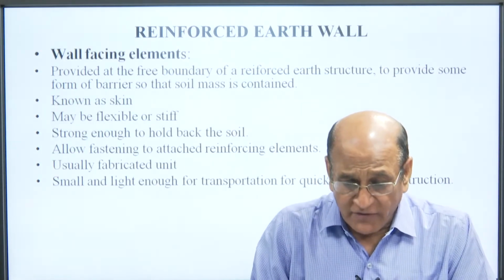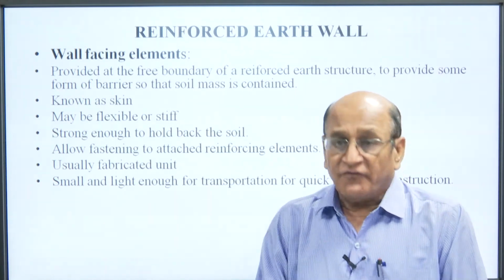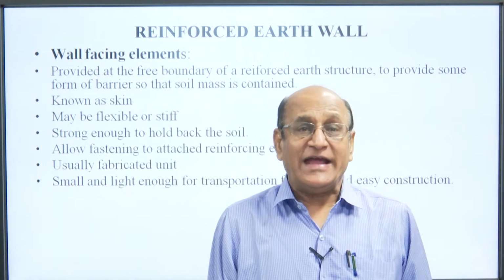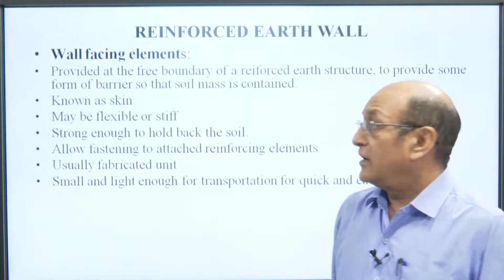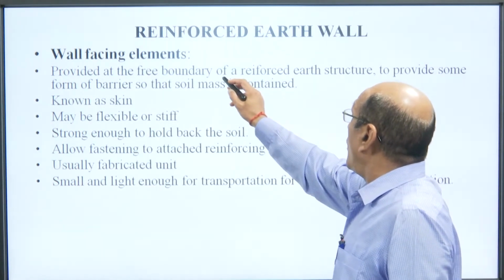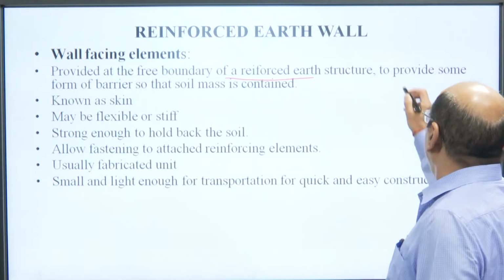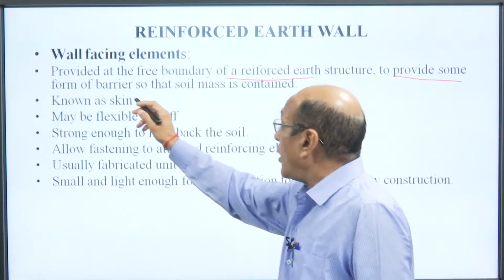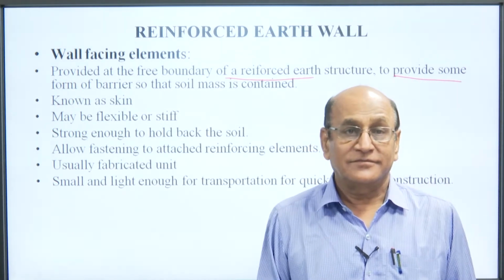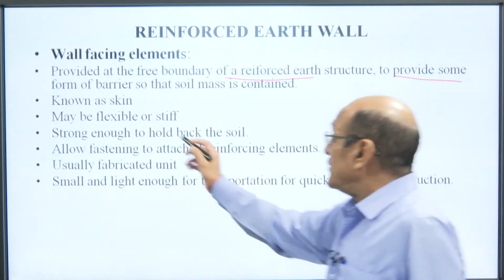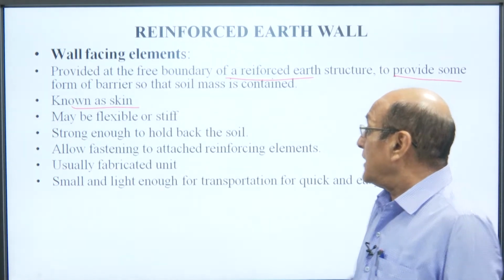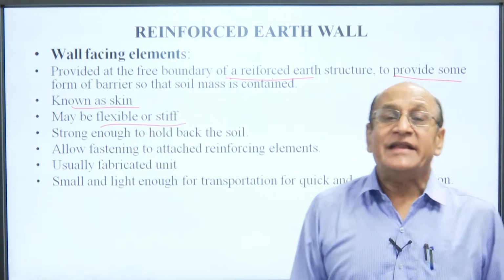Now, come to the reinforced earth wall. First, we have already discussed wall facing elements. It is provided at the free boundary of a reinforced earth structure to provide some form of barrier so that the soil mass is contained, and this is known as a skin. It may be flexible or stiff.